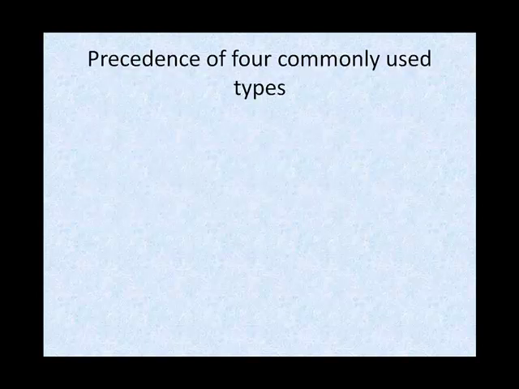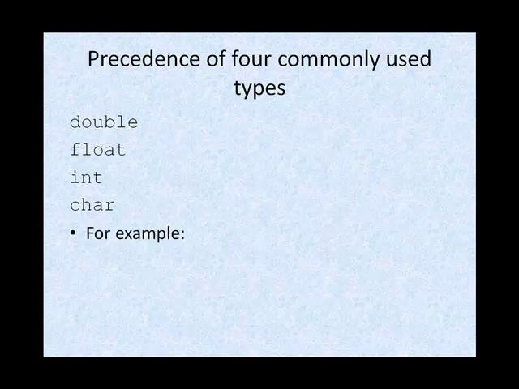Here's the precedence of 4 of the most commonly used data types. A double has higher precedence than a float, higher than an int, higher than a character. What that means is, for example, if you take a character and add it to an integer, then the character is converted to an integer and the result is an integer. Integer is the unifying type.